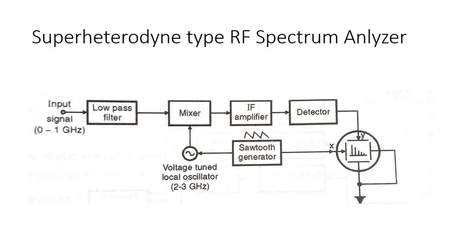Now next is the superheterodyne type of RF spectrum analyzer. Again, if you see, the same things are there: sawtooth generator, mixer, IF amplifier and detector. That's why previously I have told you that all these signal generators and function generators are similar, just different basic things are highlighted in each type of analyzer or function generator.